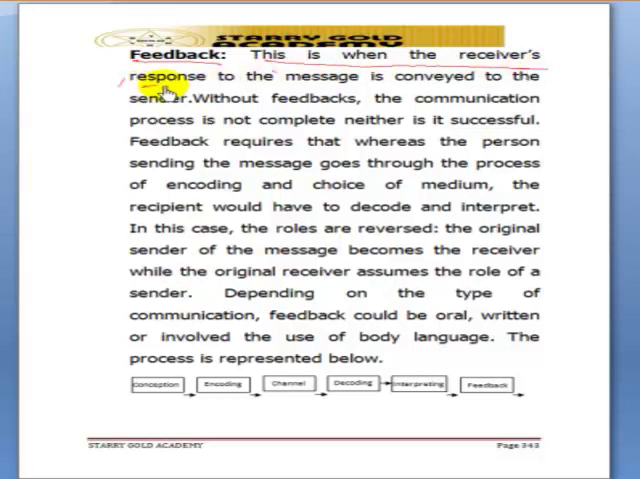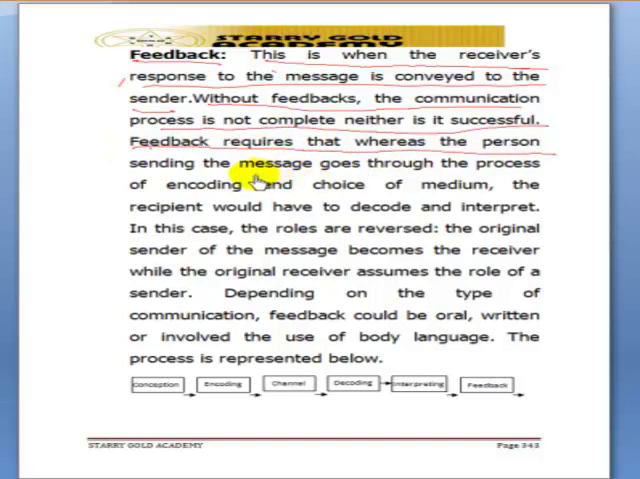This is when the receiver's response to the message is conveyed to the sender. Without feedback, the communication process is not complete, neither is it successful. Communication is not a one-way thing, but rather a two-way process. And that was what made us define it earlier as a symbiotic thing. You give it and you receive it, right? Or a thing of reciprocity. It goes from you, and you receive it back, right? And that is where feedback is involved.